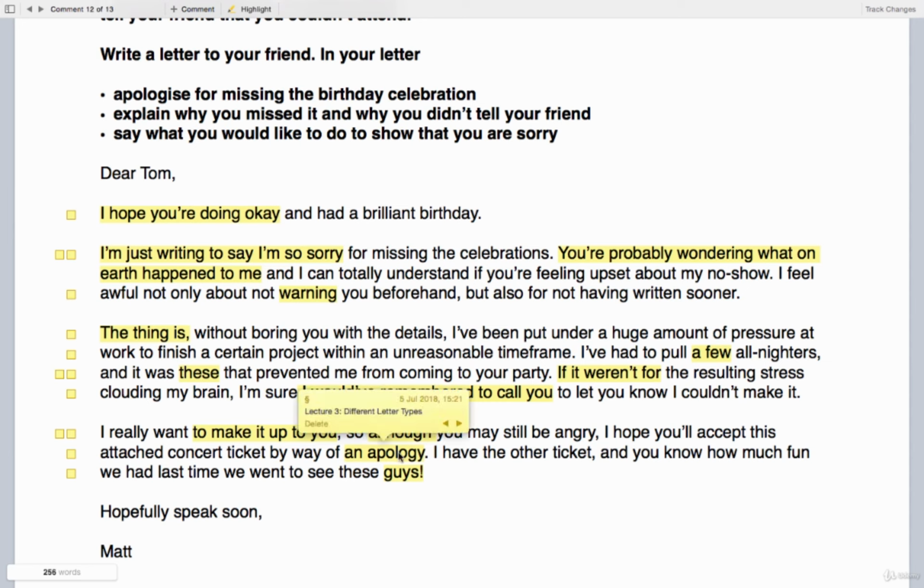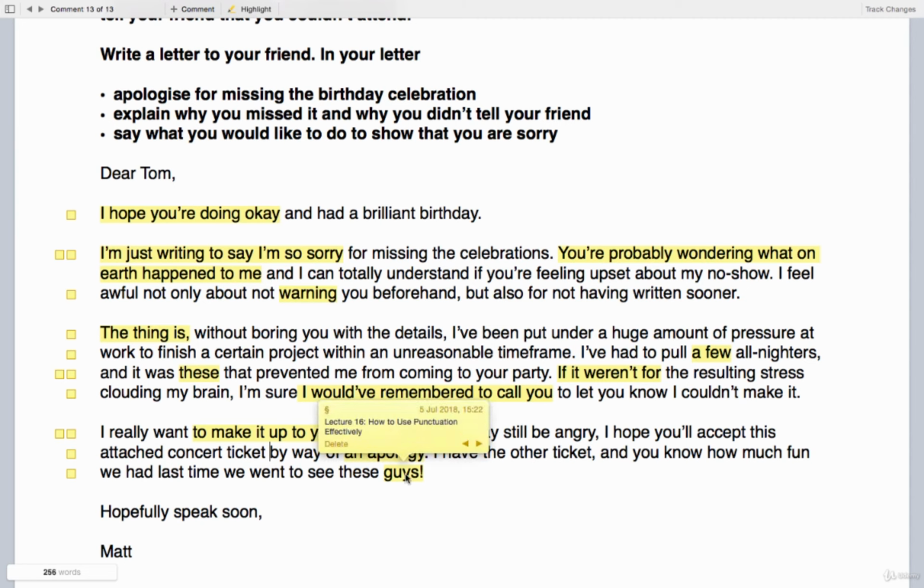What have we got here? Different letter types, lecture 3. That's what we've already just looked at in the previous lecture. We were looking at the different letter types, but also the different purposes of a letter. We know that we're in an apology letter here. It's totally clear that this entire letter is based around an apology, so there's no ambiguity there. I have the other ticket, and you know how much fun we had last time we went to see these guys.